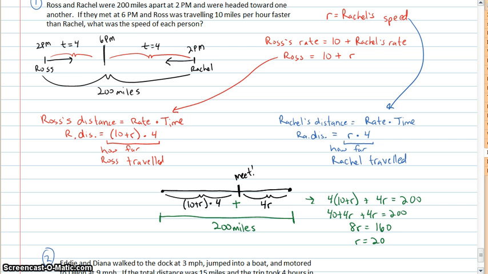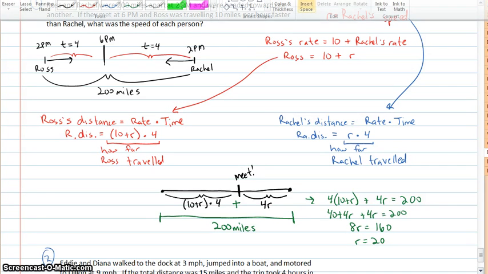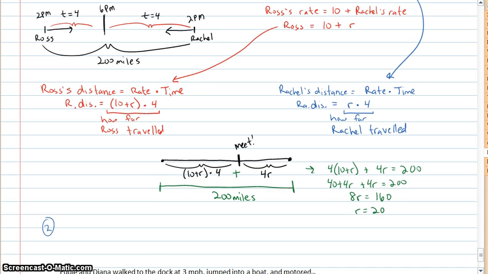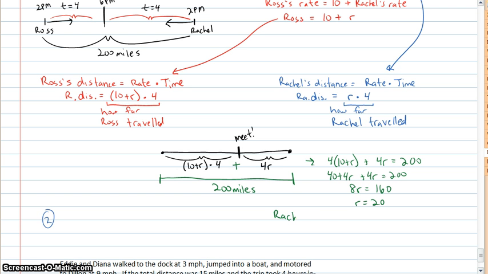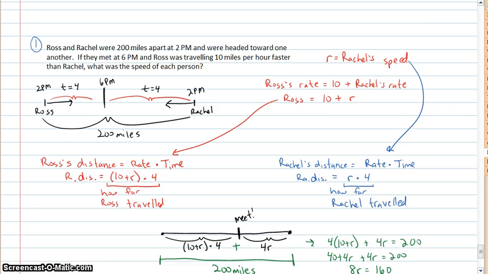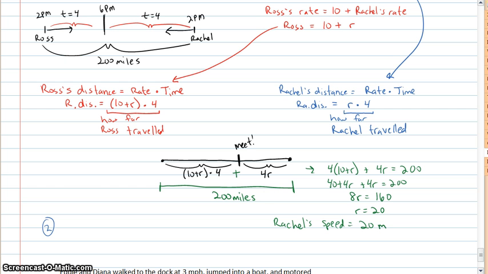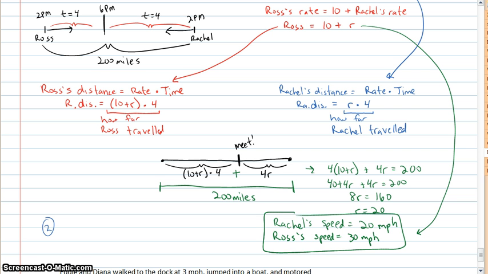Now you have to figure out, does that actually answer the question? What did R stand for? What's it mean? Well, we know that R is Rachel's speed. So in reality, Rachel's speed is 20 miles per hour. We know that Ross's speed is 10 plus Rachel's. So that means he was traveling at 30 miles per hour. So that is my answer.